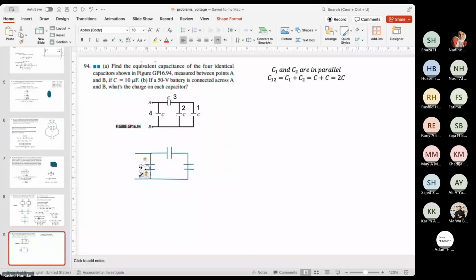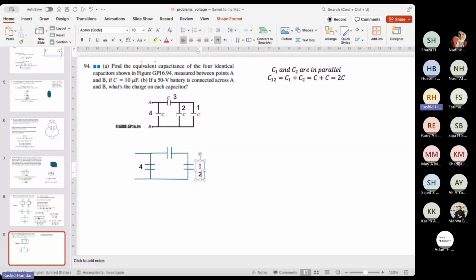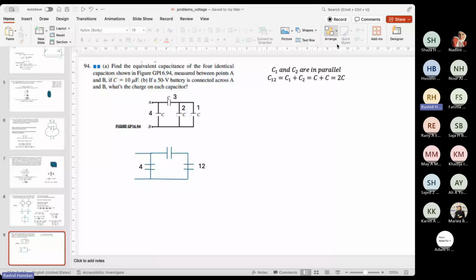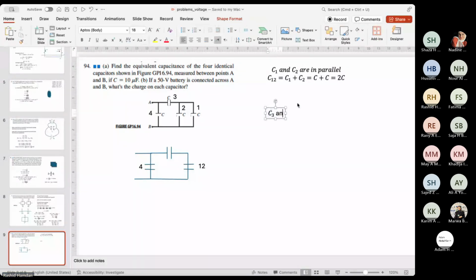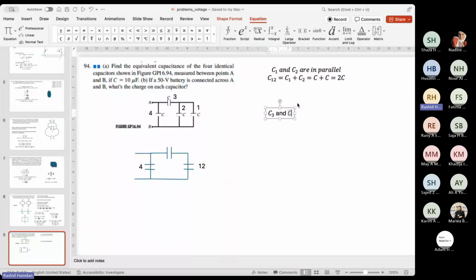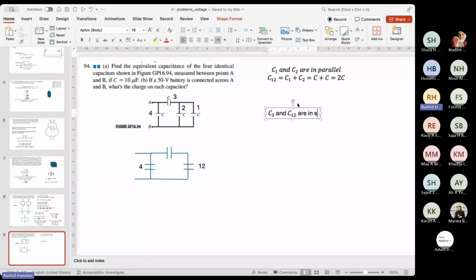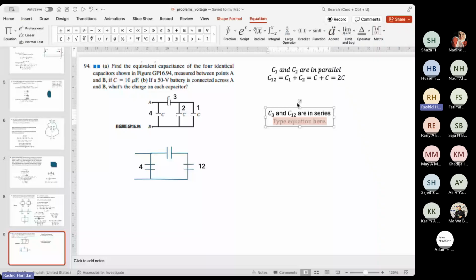C3, you know, let me label C1 and C2. So this is C1 and C2, not C12. Okay, so now if we look at it, between C3 and C12, the branches between them became in series. So C3 and C12 are in series. So I have, let's call the equivalent C312.